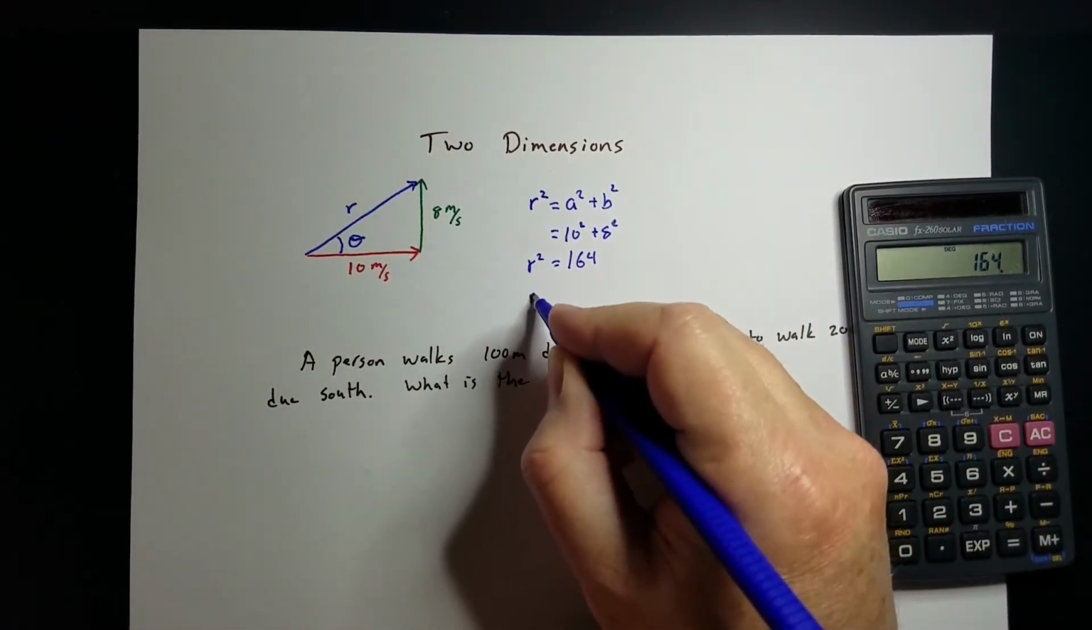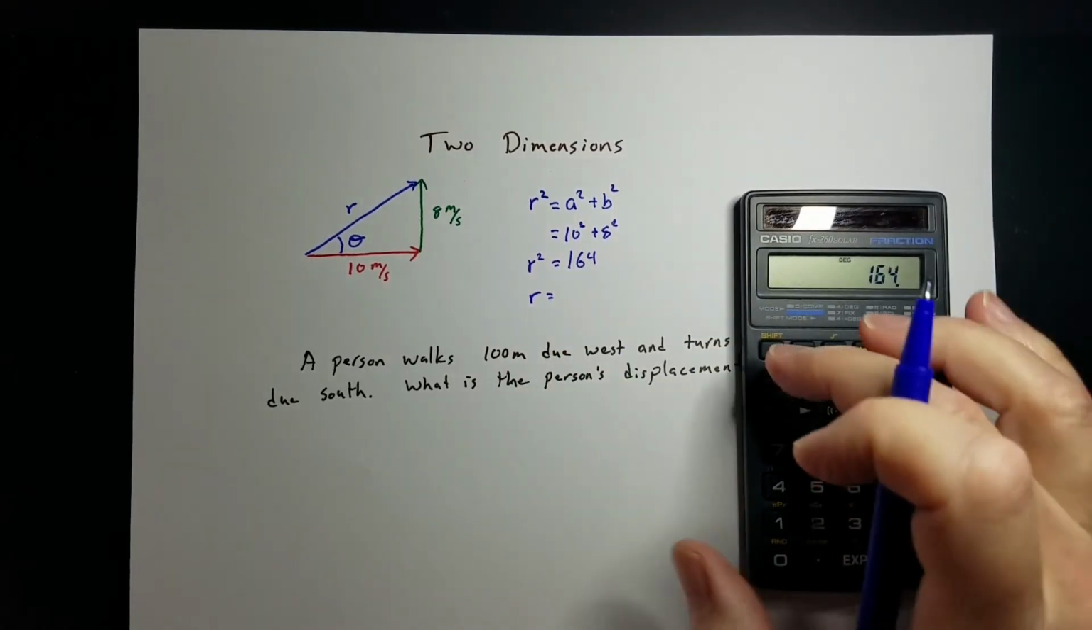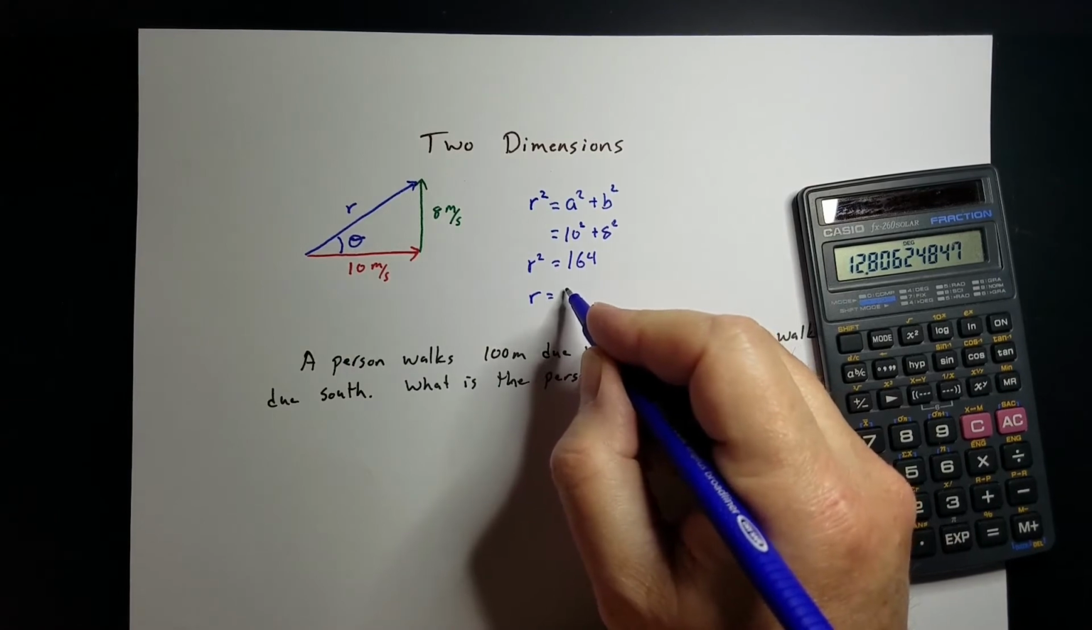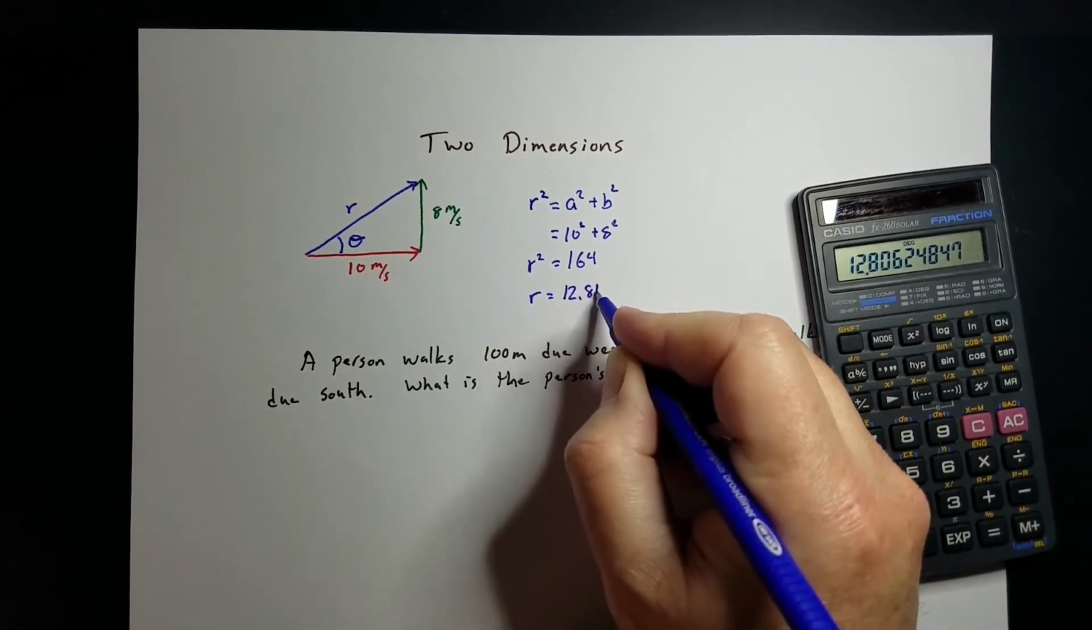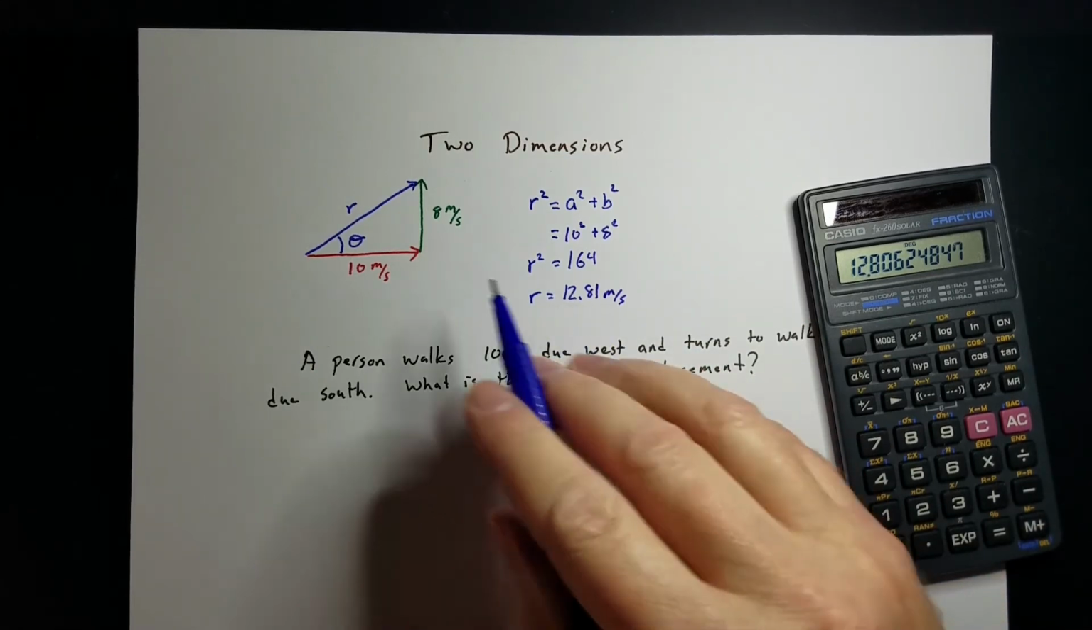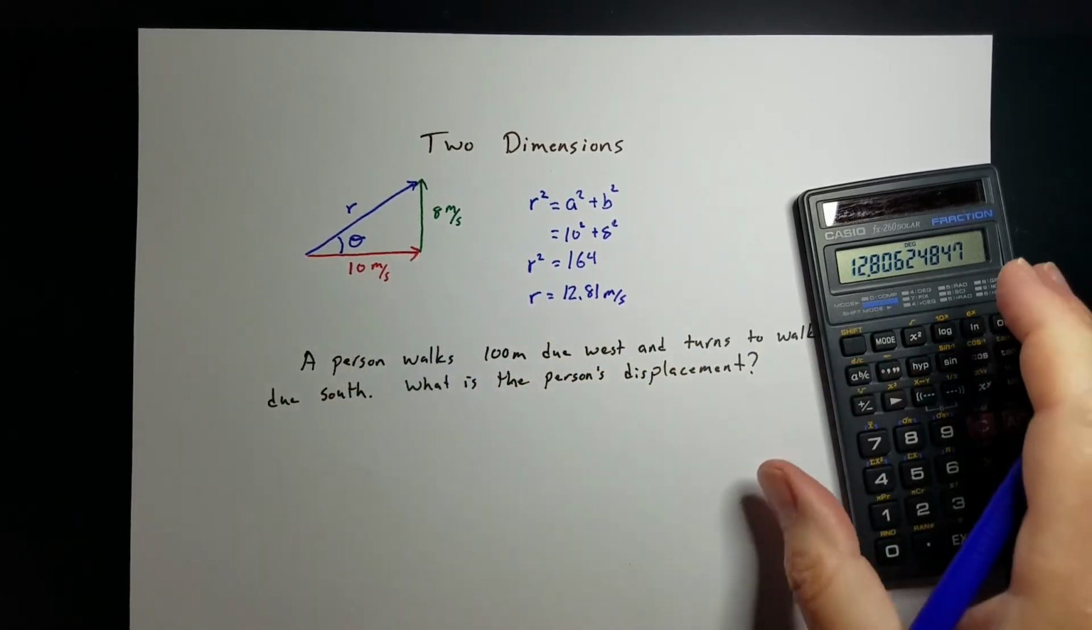But that's not the resultant. We need to take the square root of that. And so we get 12.81 meters per second. That will be the resultant velocity if these were our two vectors.